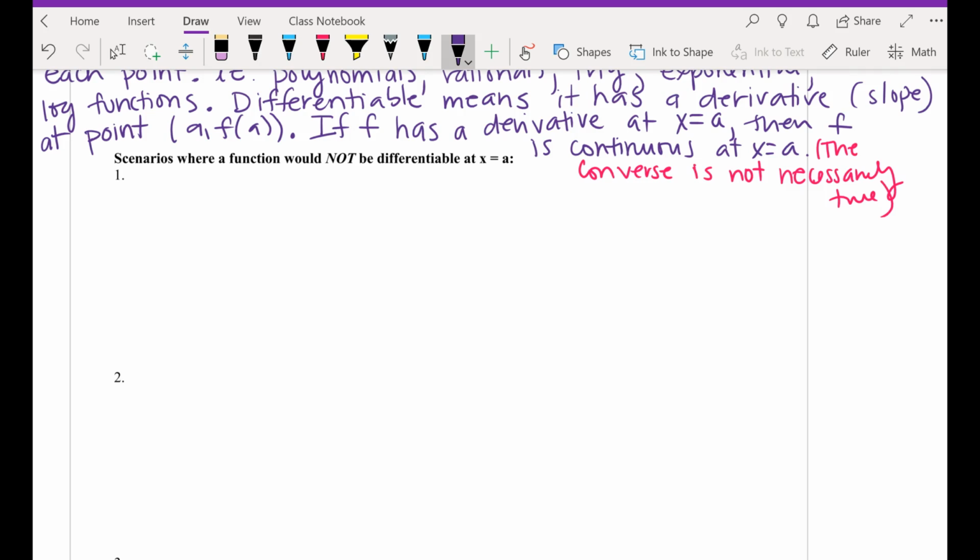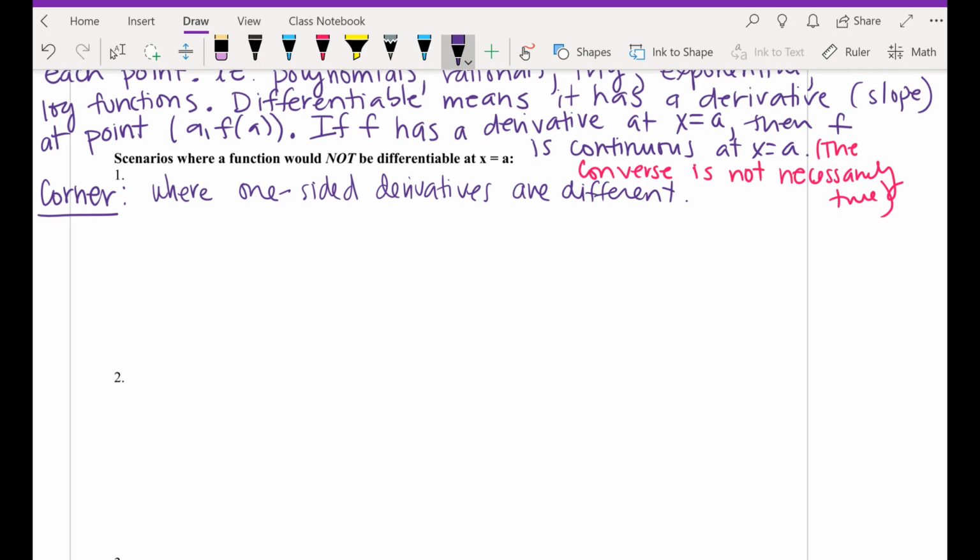The first one is going to be called a corner. Definition, here we go. You're going to have a corner where one-sided derivatives are different. That means they exist, they are just different. So the left side and the right side, they exist, but they are different. This will give you a corner.